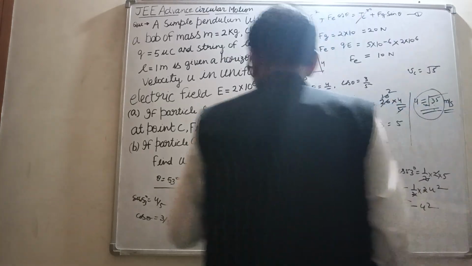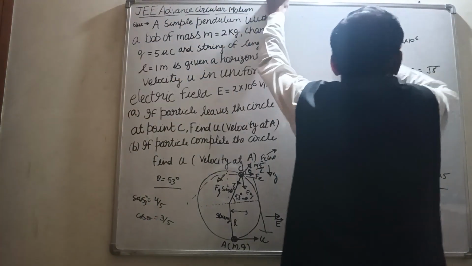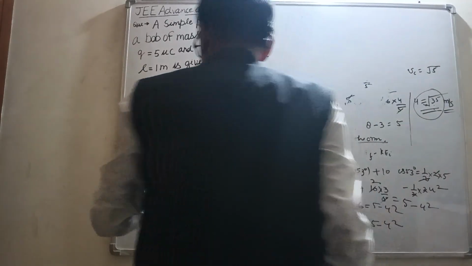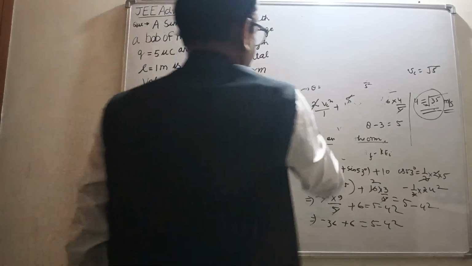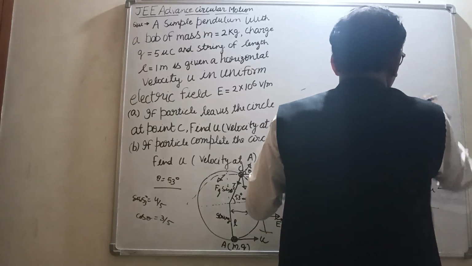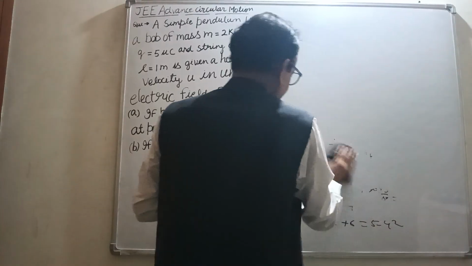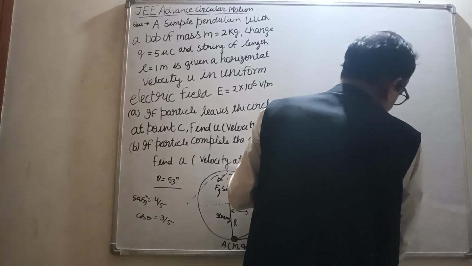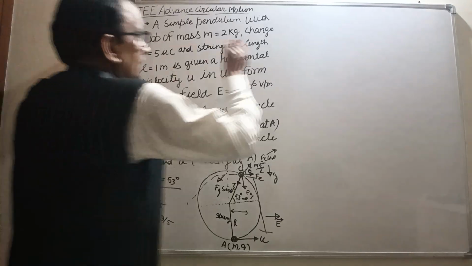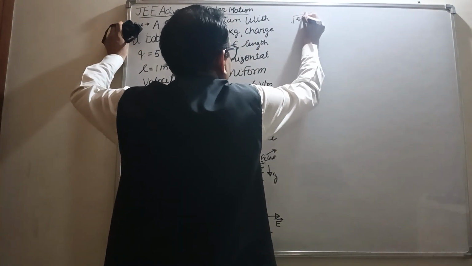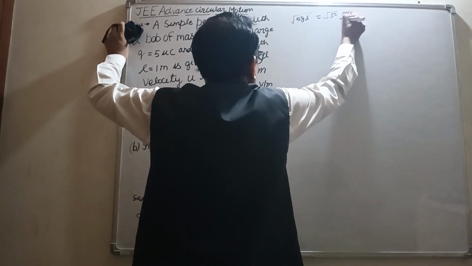When we consider the second case, what is the second case? In this case, we have to find the velocity when this bob completes a circle. For completion of the circle, we know the initial velocity would be root 5 gr, but in this case the initial velocity will not be exactly root 5 gl. So the initial velocity would be root 5 gl. This means root 50 meters per second for the standard scenario.